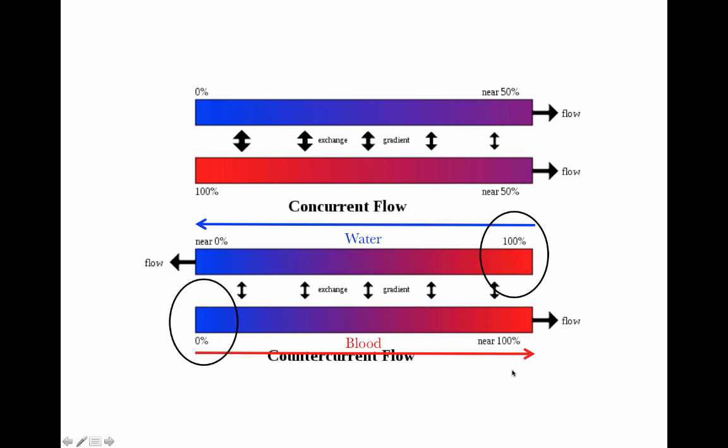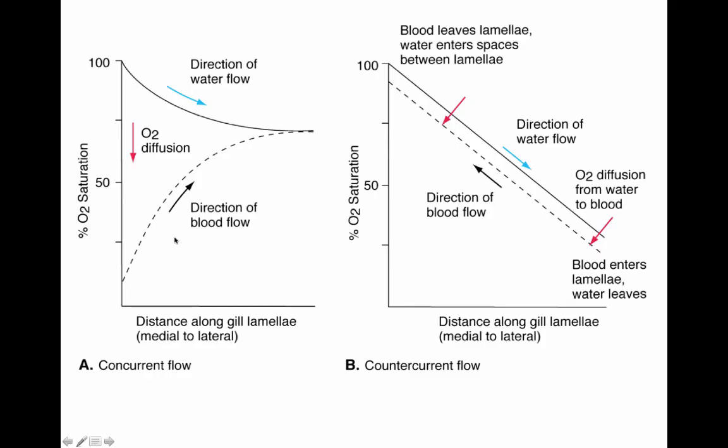And so looking at this in graphical form, we see the situation with concurrent flow. There's going to be a huge amount of diffusion from the water into the blood at first, due to that large difference in partial pressure, but eventually there's going to be this equilibrium reached with a relatively low saturation of oxygen in the blood. This is the situation with countercurrent. At every point along this distance, along the gill lamella, there's going to be some difference in partial pressure. The oxygen is going to keep flowing from the water into the blood, and we can see that we get a very much higher ultimate concentration of oxygen in the blood.